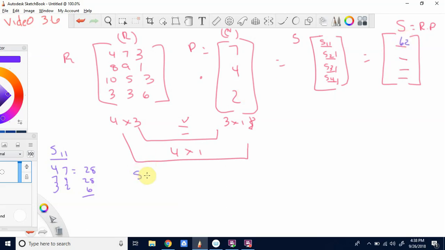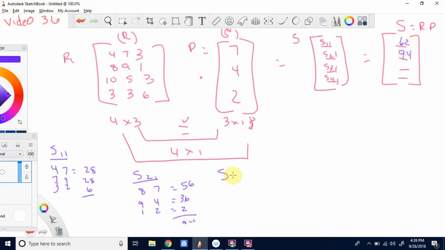Then we're going to do S21, so it's going to be 8, 9, 1 times 7, 4, 2. So we're going to get 56, 36, and 2, which is 50, 80, 92, 94.